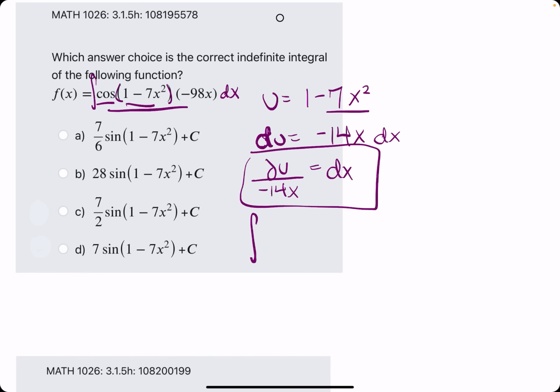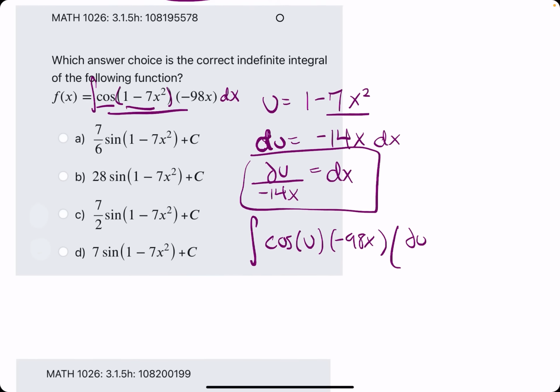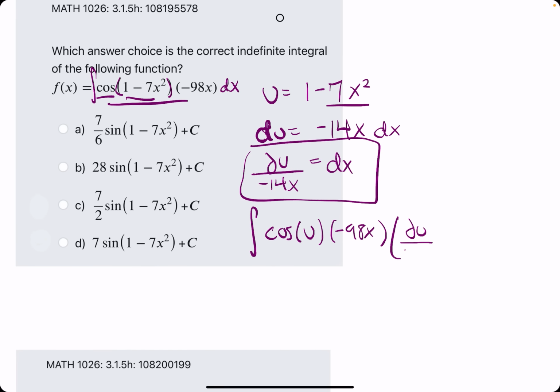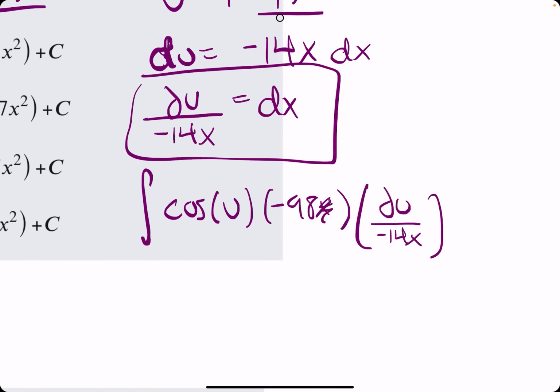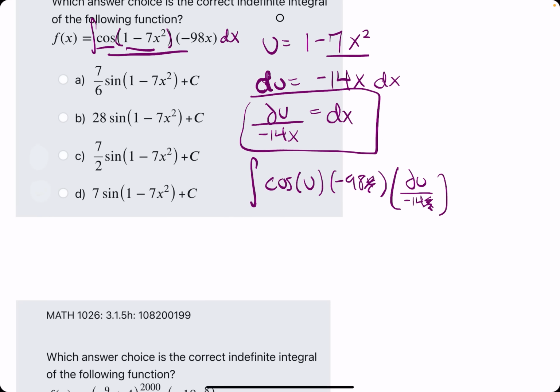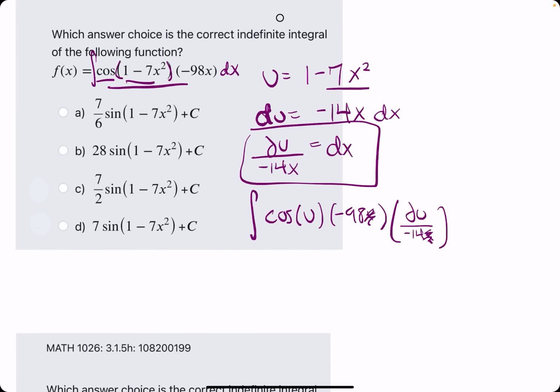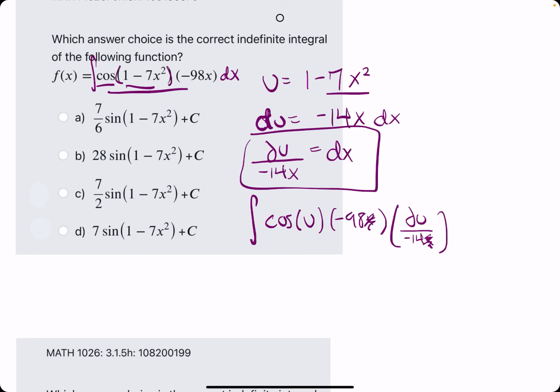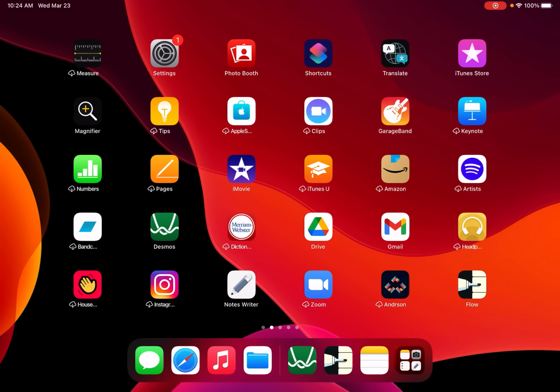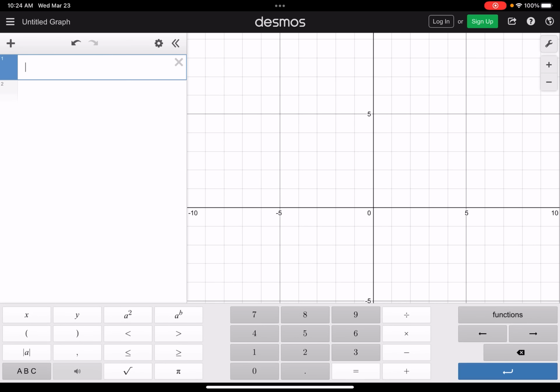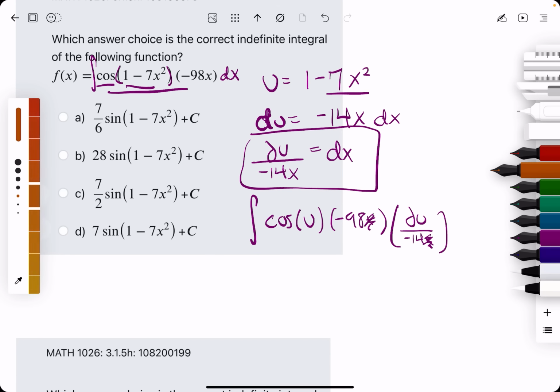So then we have, in place of 1 minus 7x squared, we have u, so cosine of u. We keep the negative 98x, and then in place of dx up here, we substitute du over negative 14x. Now, we cancel out our x terms so that everything's in terms of u and du. Then we have negative 98 over negative 14. I want to say this is 7. Let's check with Desmos. So negative over a negative is going to be positive. So 98 over 14 is positive 7.